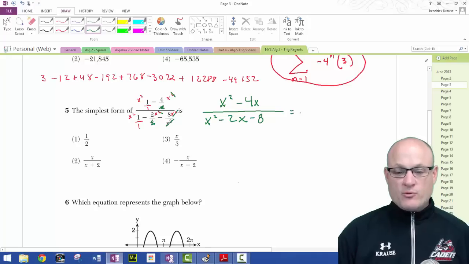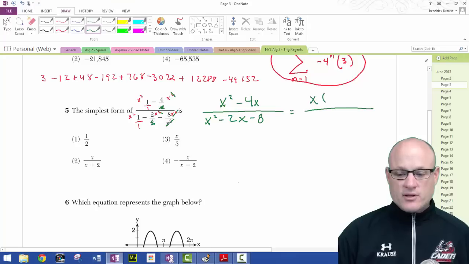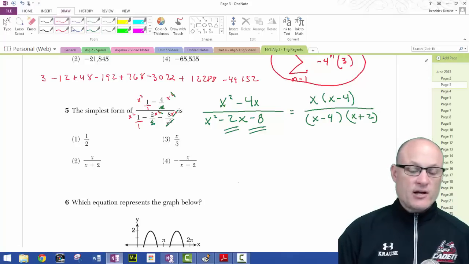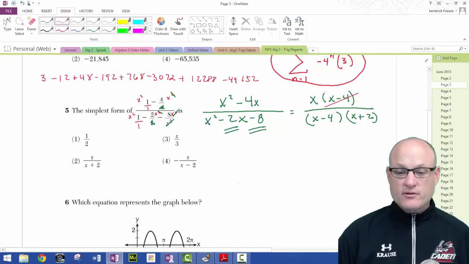So now I have to use one of my favorite tools, which is just to factor. So I'll take out an x, and I'm left with x minus 4. In the denominator, I'm going to factor this. They have to multiply to negative 8 and add up to negative 2. Well, that's very simply x minus 4 and x plus 2. Now I'll go back to start and divide out common factors. This minus 4 cancels with this. And it leaves me x over x plus 2. Choice 2.